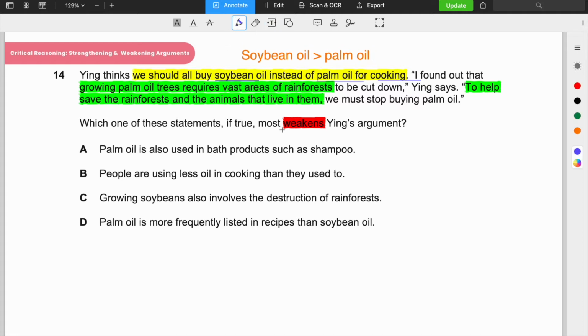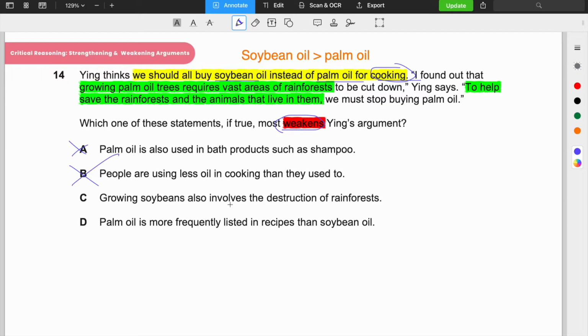Now, how do we weaken his argument? Go through the options. So A, palm oil is also used in bath products. That's not relevant. We're talking about cooking here, so again, keep it within the frame of the passage. B, people are using less oil in cooking than they used to. Again, not relevant, because it's not really differentiating between soybean and palm, and it's not weakening his argument.